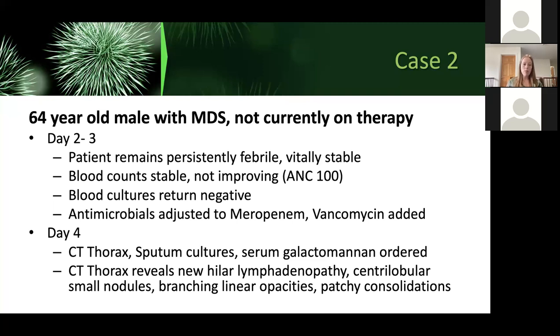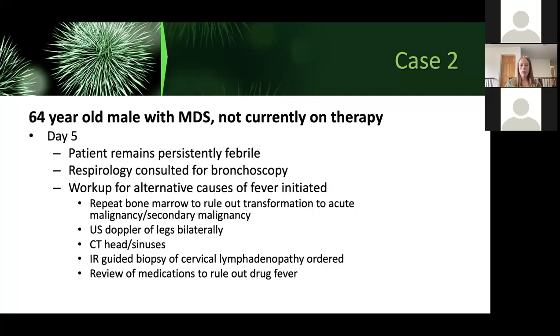Because on day 3, day 4, he was still persistently febrile, his antimicrobials were adjusted to meropenem, and vancomycin was added because of the pneumonia and the potential possibility of MRSA pneumonia. On day 4, when he remained persistently febrile, a CT of his thorax, sputum cultures, and serum galactomannan were ordered. Interestingly, his CT thorax revealed significant new hilar cervical lymphadenopathy, as well as some patchy consolidations and nodules in the chest. So substantially changed from prior imaging with quite concerning features for possibly something new going on.